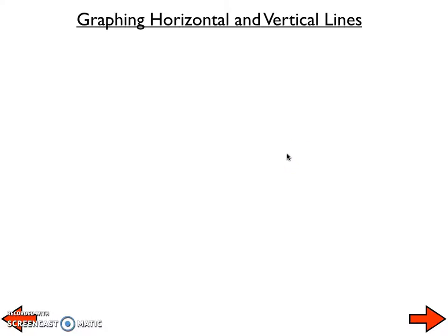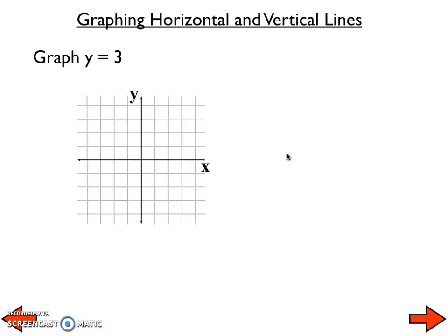Graphing horizontal and vertical lines. If you see this equation here, notice it has no x in it. It just says y equals 3. Right? Looks kind of funny because there's no x. But that just means that y has to be 3. X can be whatever you want.